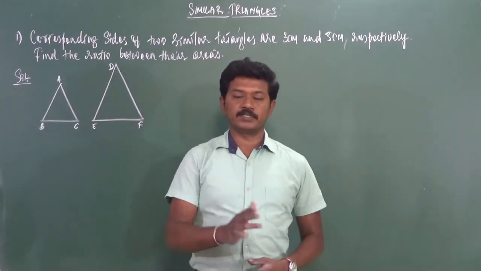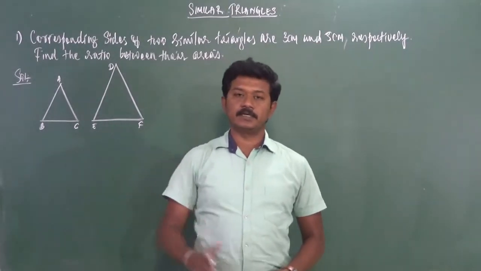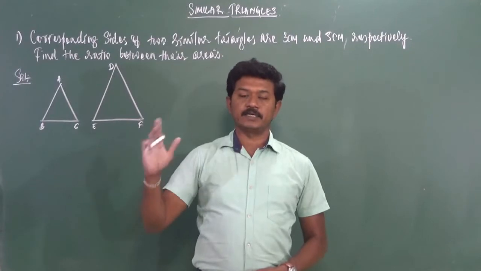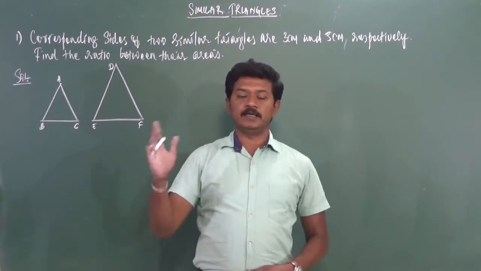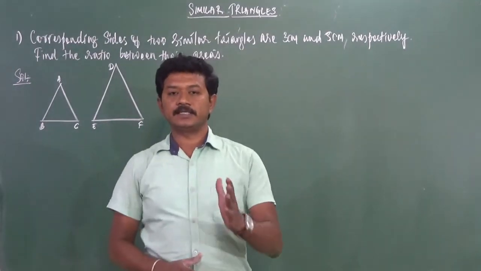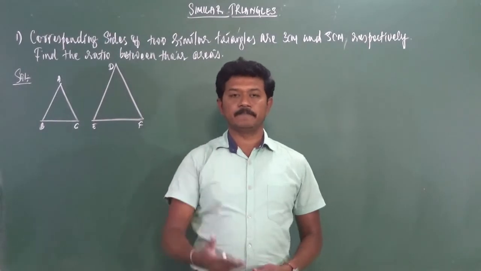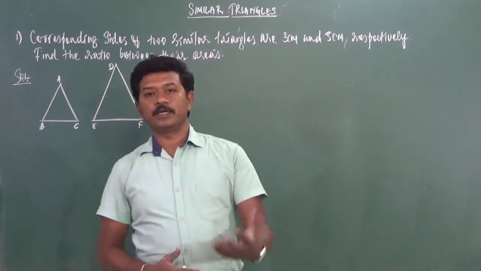So in the previous session we had proved the theorem on areas of similar triangles. If two triangles are similar, then the areas of similar triangles are proportional to the squares on their corresponding sides. This was the theorem. After that we had solved some riders, including some very simple numericals on the theorem.